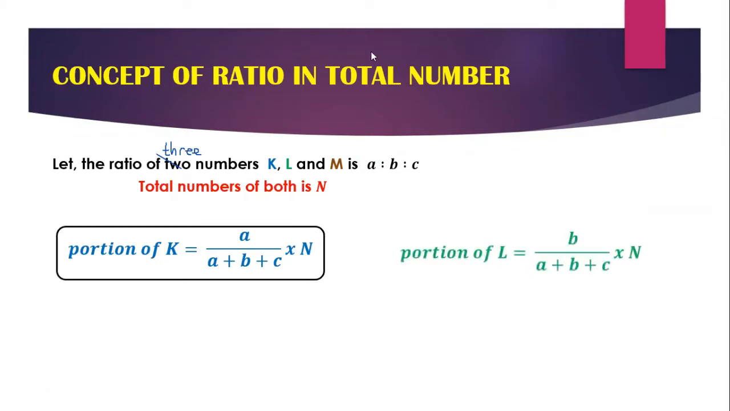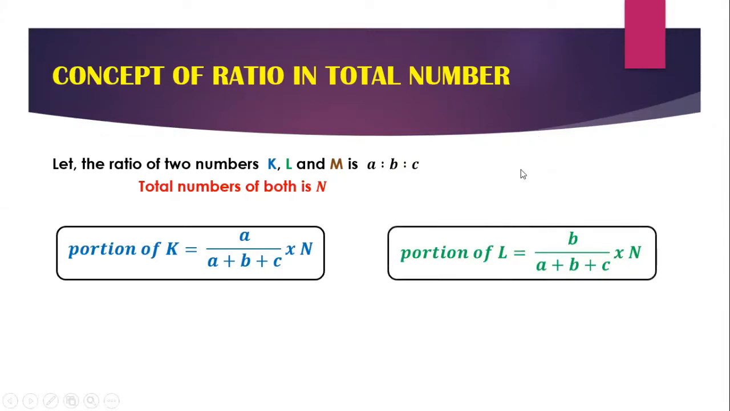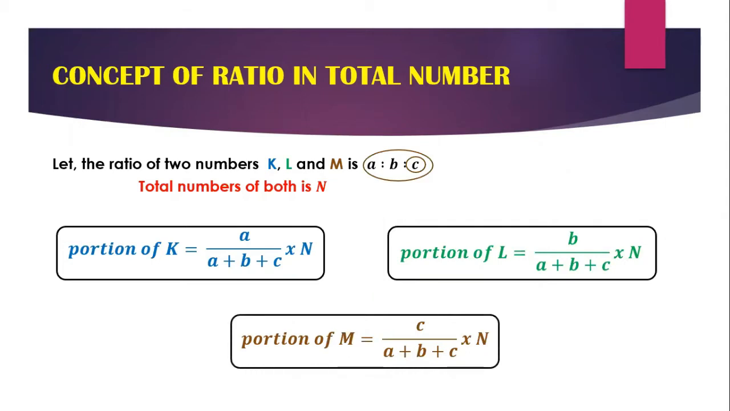Okay, what about the portion of L? For L, the ratio is B, right? So the portion of L is B over A plus B plus C times N. Is it clear? And the last is the portion of M. The portion of M is C over all the ratio, right? So the portion of M is C over A plus B plus C times N. Very easy, right?